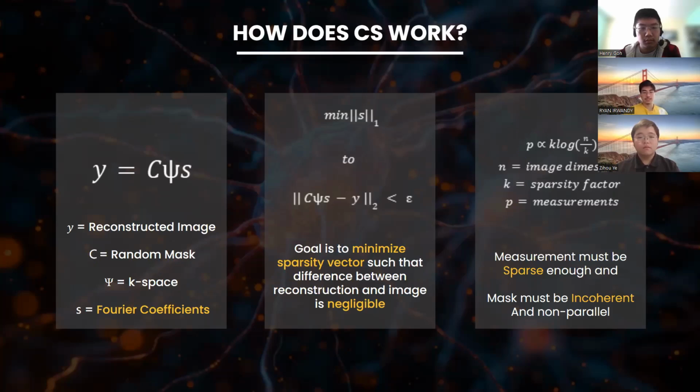The way you would go about compressed sensing is that you have a random mask that's applied to K-space, multiplied by some set of Fourier coefficients to get back our reconstruction image. And so we want to minimize the S vector, or the sparsity vector, such that the observation of our image, which is the randomly sampled K-space times the sparsity vector, subtracted from our idealized image, that difference is essentially negligible. And for compressed sensing to work in general, we need our measurement to be sparse enough and our mask must be incoherent and non-parallel.